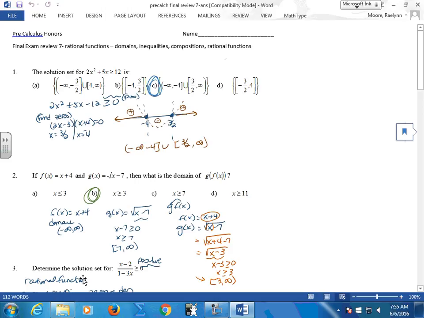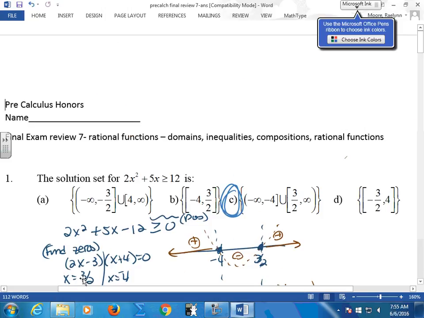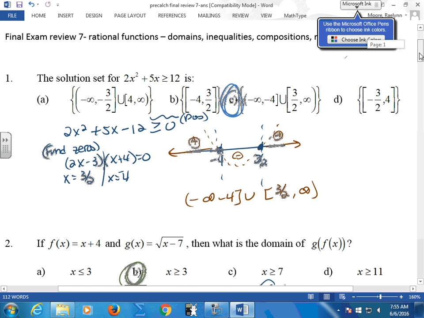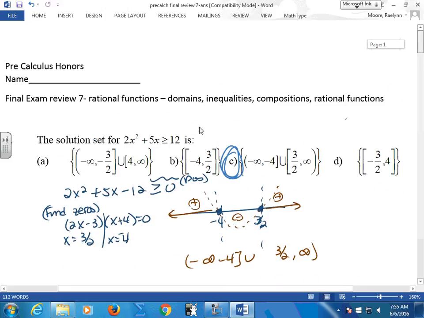Go to the left of negative 4: is y positive or negative? To the right, is it positive or negative? And then figure out what you want. If you want the positive, give me all the pluses. If you want the negative, give me the negatives. You can put this in your calculator, or because this is a parabola and it's opening up, just go like this. So it's positives up here, right? It's positives over here.